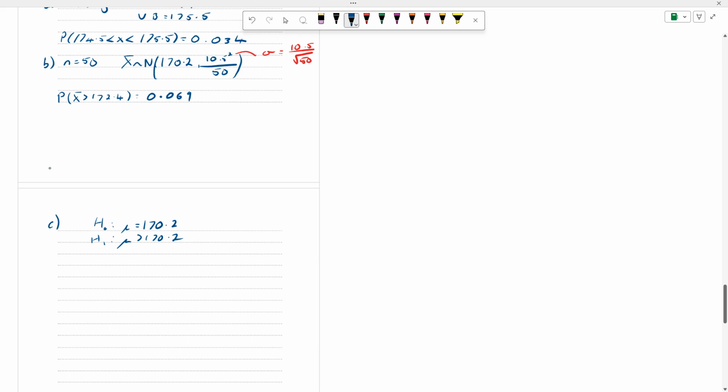Now normally from here I would go away and do my critical values and all that kind of stuff. But actually, I'm going to look at p-values. I'm going to look at the probability that x bar is greater than 172.4. And I did that in the previous question. That was 0.069. And what I'm going to do is compare this to a significance level. The significance level was 5%. Now this is greater than your significance level. If it's greater than your significance level, straight away I can do my outcome. It's insufficient evidence to reject H0.